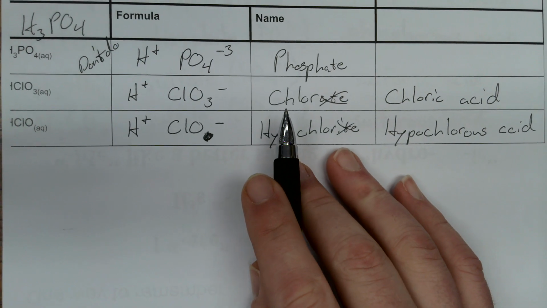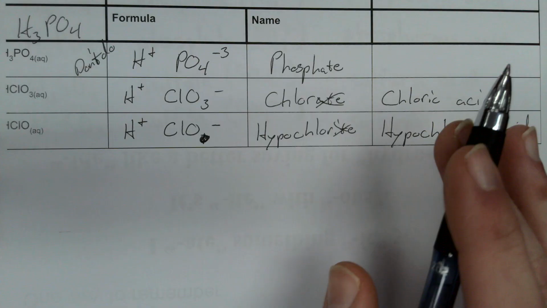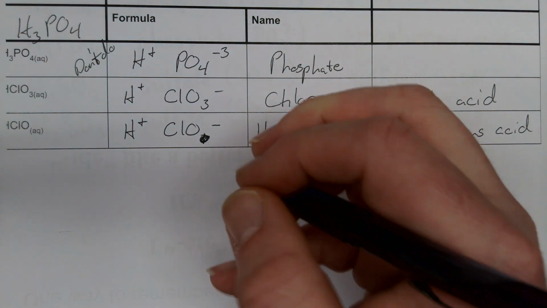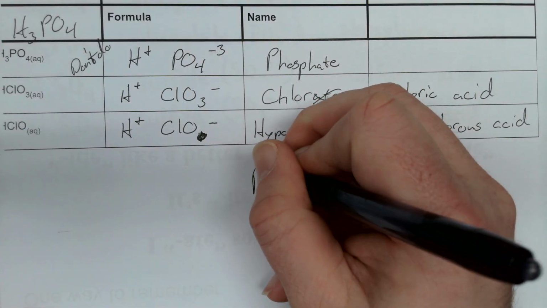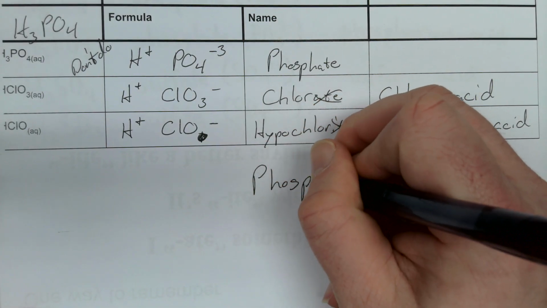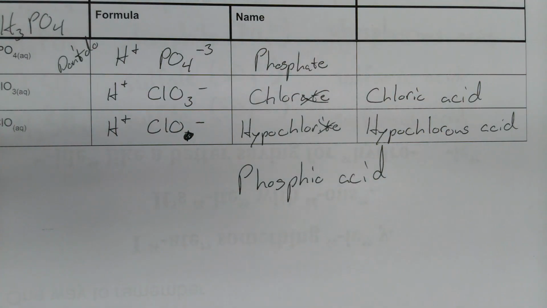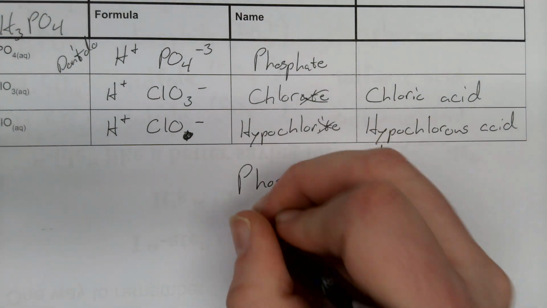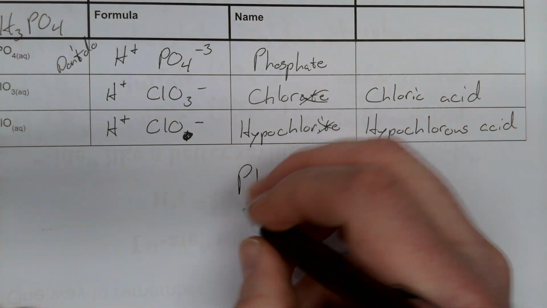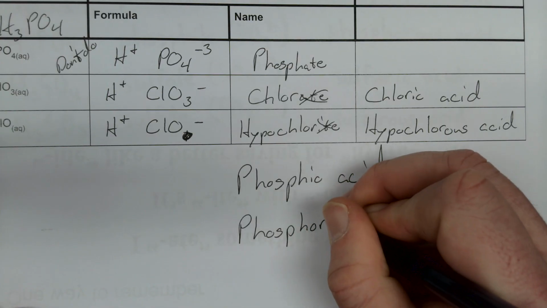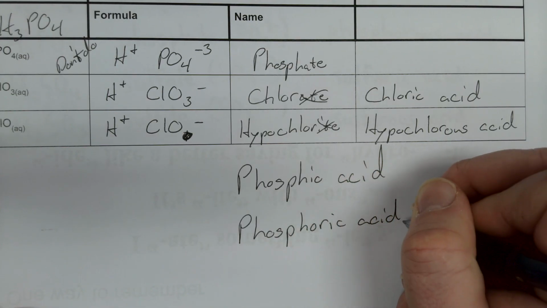Now, the reason why I said don't do the phosphate one is because there's an important exception. Because if I did it by the rules, I should come out with phosphic acid. And that just sounds wrong. Because it is. Because we're going to add something to it. The correct writing is going to be phosphoric acid.